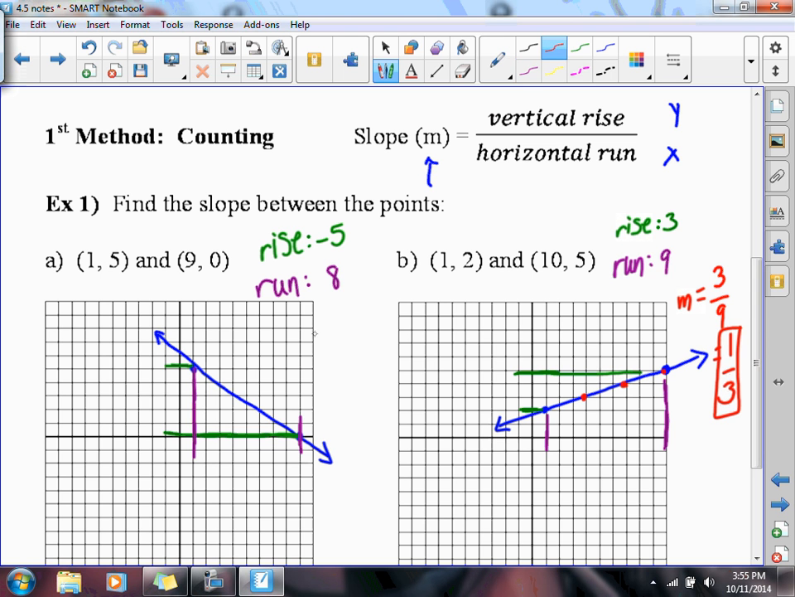So my actual slope then, m, will be -5/8. And I can't reduce that. So that is my slope, -5/8. So again, that means that from my first point, I would go down 5 units and then over 8 units. And I go right from the first point to the second point that I plotted. And that's because I didn't reduce at all. I couldn't reduce my fraction.